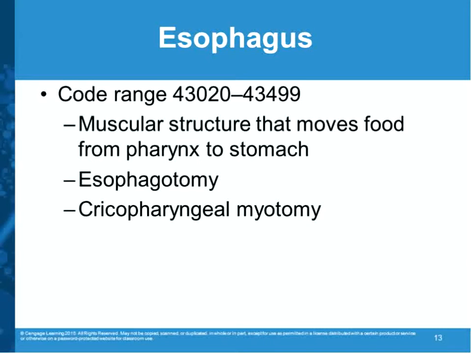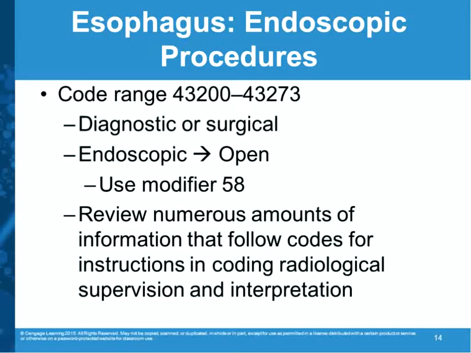All right, so from that, you're going to go to your esophagus. Under your esophagus, that starts off with code 43020, and it starts off with your incision code. Under there, you have your esophagotomy. You have your cricopharyngeal myotomy here under incision. Under excision, you have your excision code. For your excision of your lesions, you've got your esophagectomy here as well. And if you notice, under your esophagectomy, you've got total or near total complete types of esophagectomy. You also have partial esophagectomy.